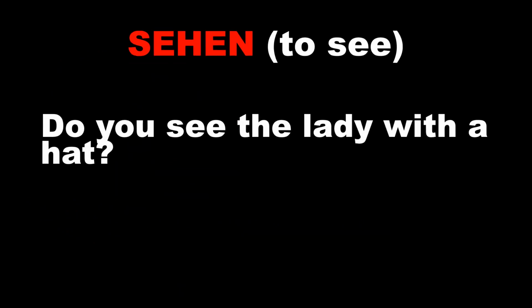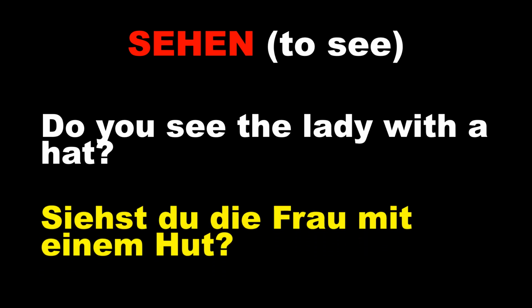Sehen, to see. Do you see the lady with a hat? Siehst du die Frau mit einem Hut? We have here the dative preposition mit. That is why the article will be dative, einem Hut. Siehst du die Frau mit einem Hut? Let's go further.